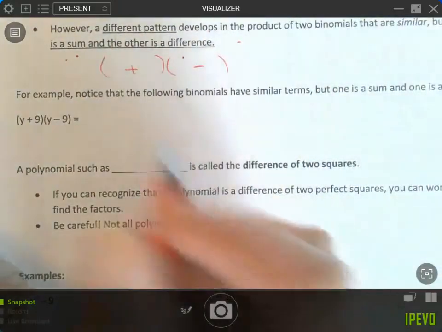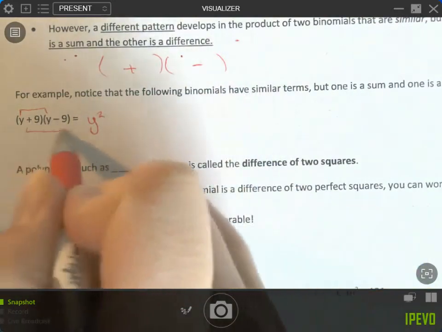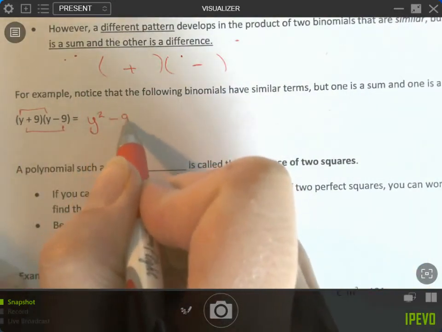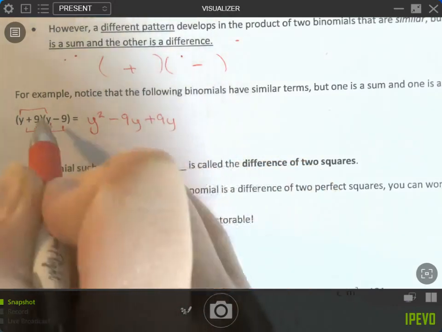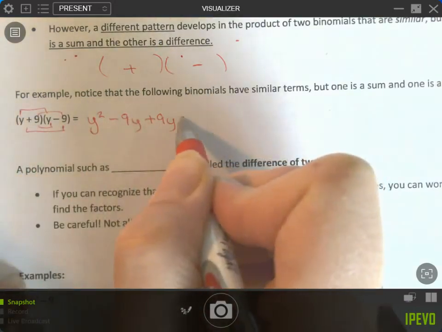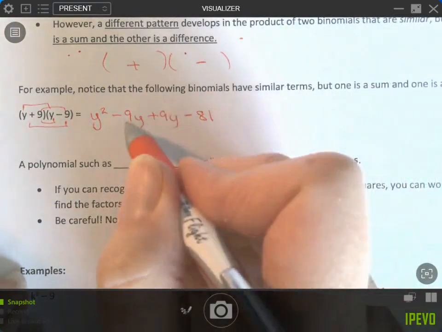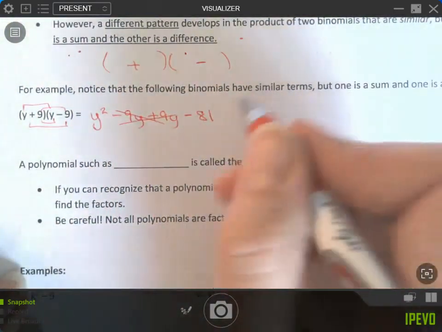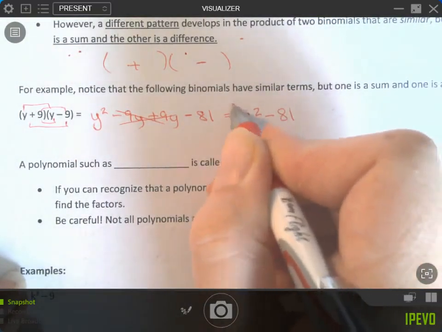Whenever you look at this, if I FOIL this, the first times first, that's y squared. The outside is a negative 9y, and the inside is a positive 9y. And last, 9 times negative 9 is negative 81. So what happens with these two middle terms? They cancel out, and I'm left with y squared minus 81.